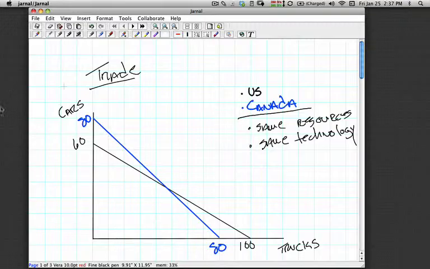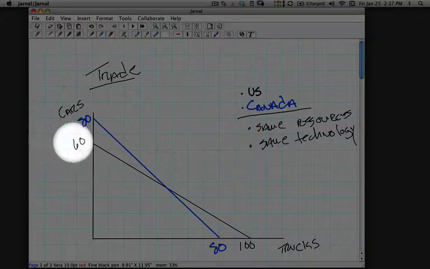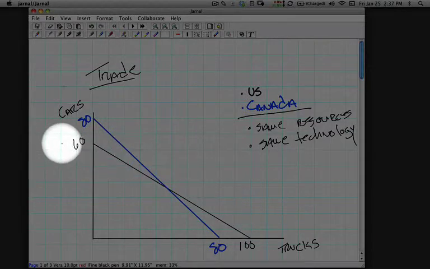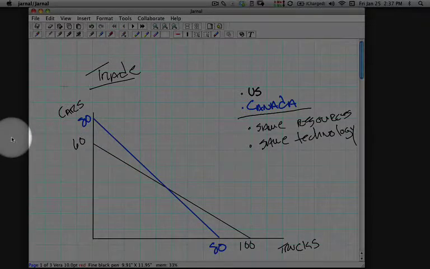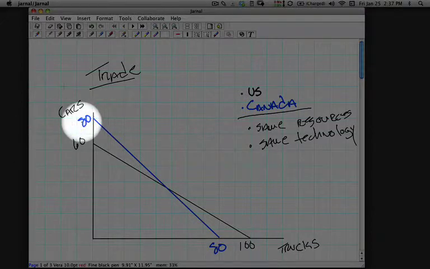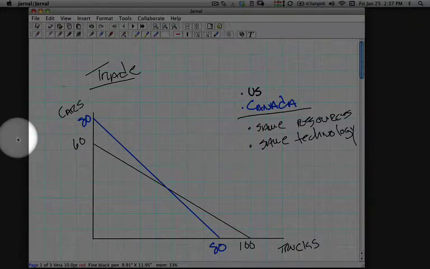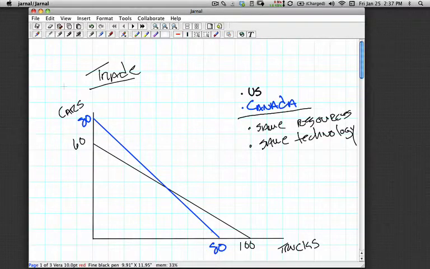So we're going to hold everything constant for both participants, and then we're going to plot their respective PPFs. And in our case, we're going to assume that, as we did before, the United States could take all their resources and make 60 cars, or take all their resources and make 100 trucks. Canada, on the other hand, if they took all their resources to make cars, could make 80. If they took all their resources to make trucks, they could make 80.